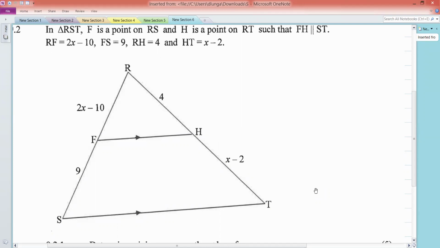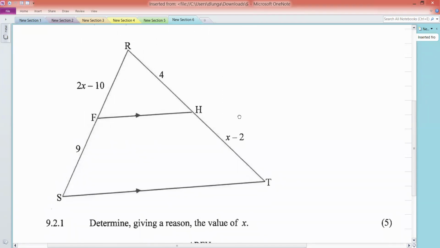Right, first question: determine, giving a reason, the value of X. I'm going to give you a second to think about how you're going to answer this question, then we'll do it together. Let's say you're in the exam, you're seeing this for the first time. What are you going to do? Which reason are you going to use? I'm giving you a second, and then we'll come back and do it together.